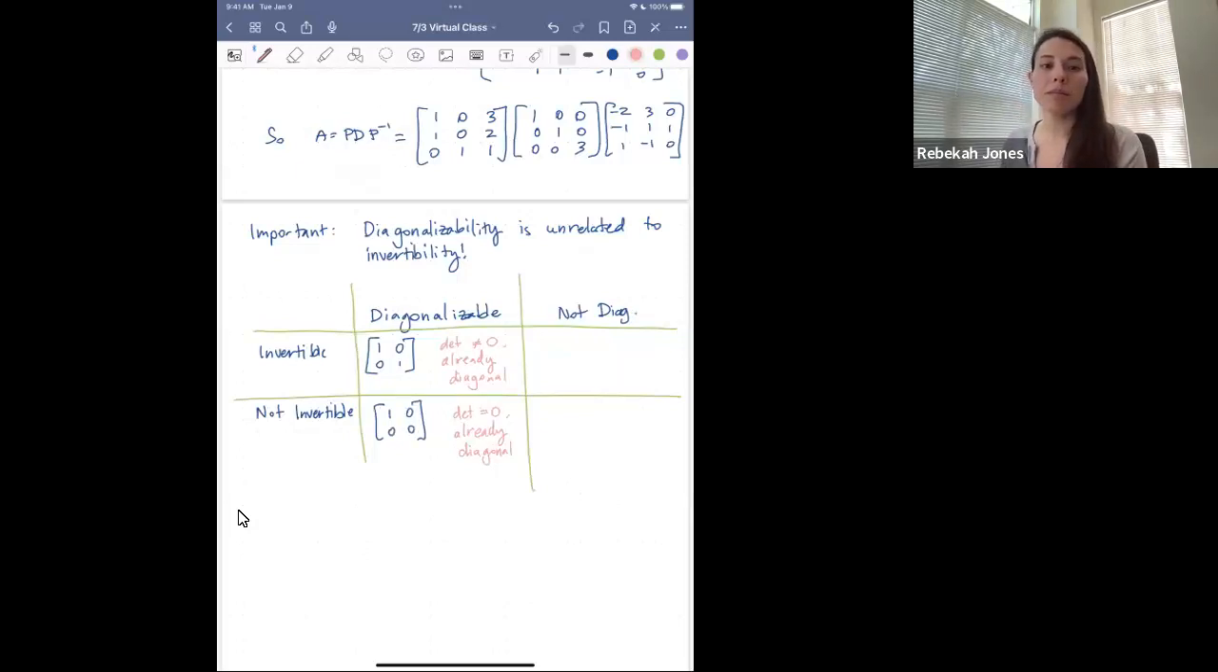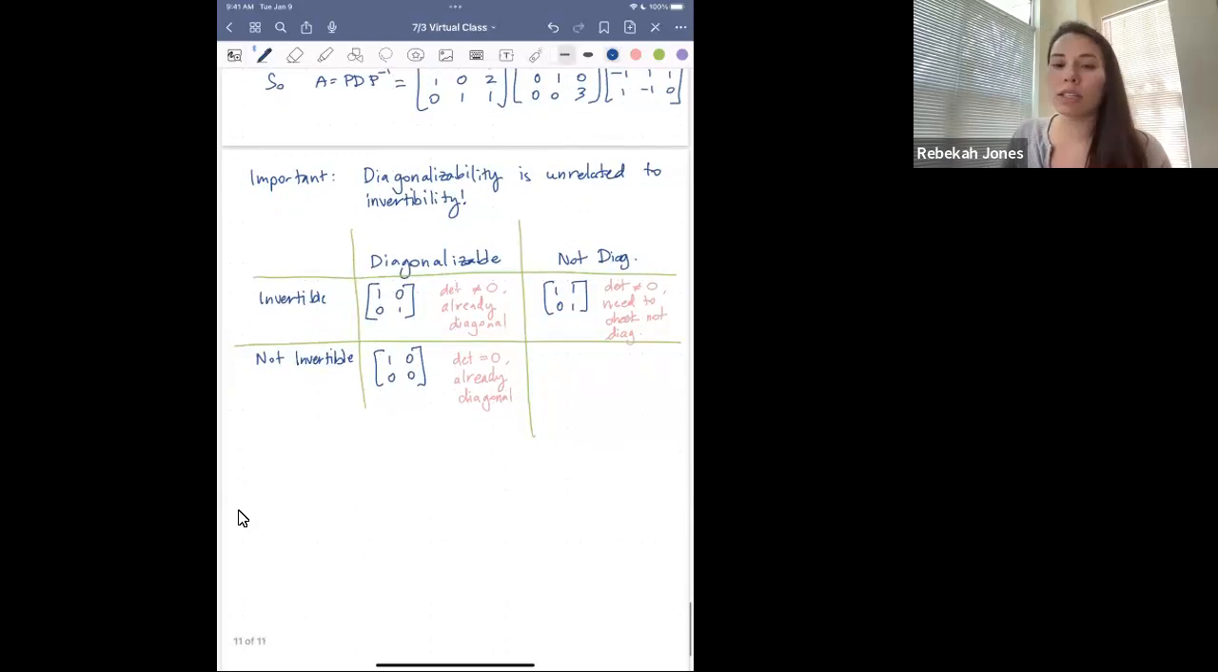Okay. Now, for the other two, this is an example of a matrix that is invertible but not diagonalizable, right? So the determinant does not equal 0, so we know that it's invertible. We need to check that it's not diagonalizable. So it does require a little bit more work, which I will leave as an exercise for you. But notice that we have that it's triangular. So we know that the eigenvalues are along the main diagonal.